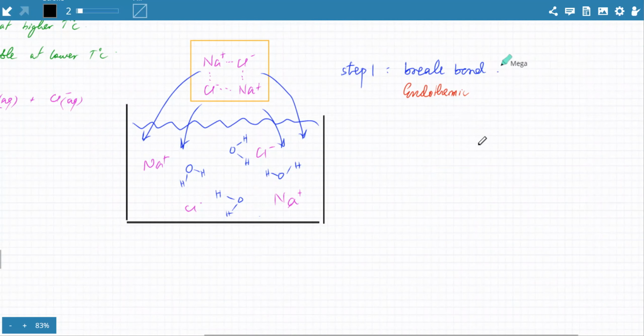What happens once the bonds are broken? What is step two? Any idea about the dissolving process? The first step is that the ions completely dissociate and they scatter. What happens after that? What's going to happen after that? Like, what would the sodium ion do, you think?